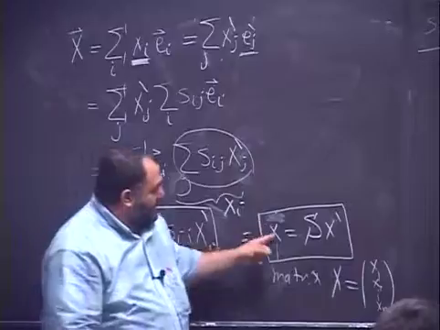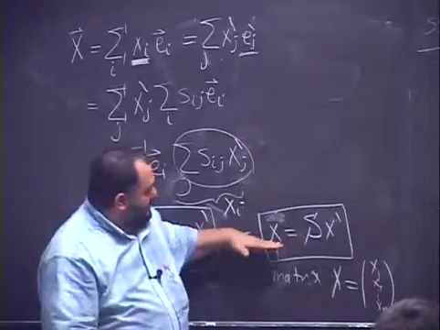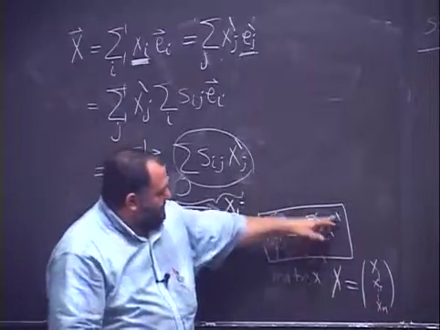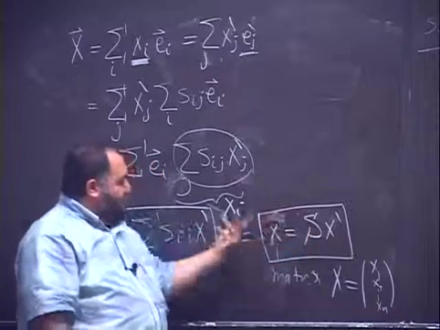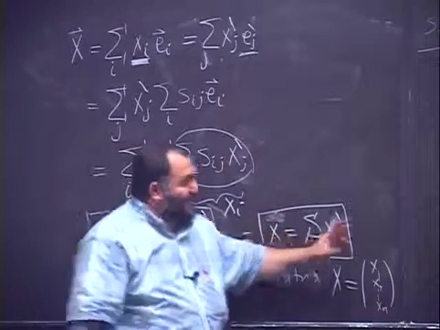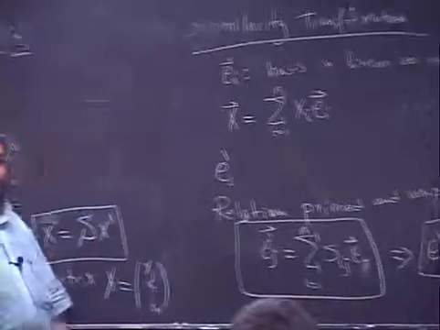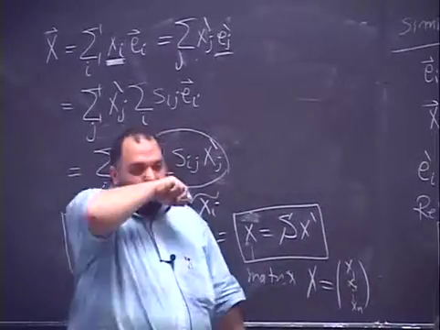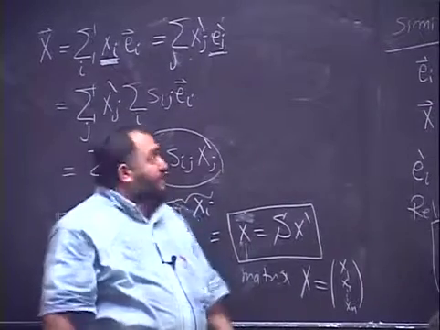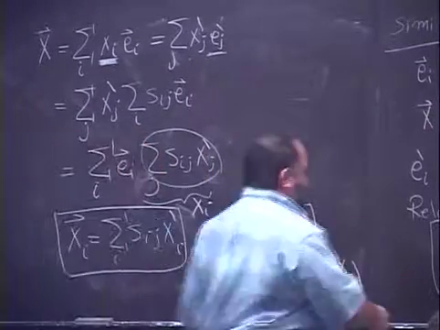So now, the components of the vector X prime can be transformed using this matrix, while the bases will be transformed oppositely. And what does it mean? So vector X is what?